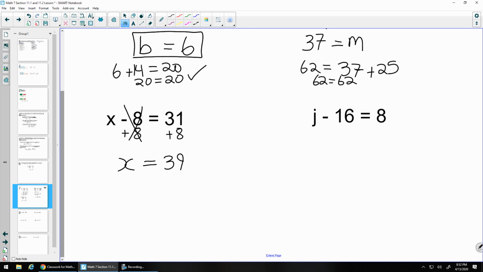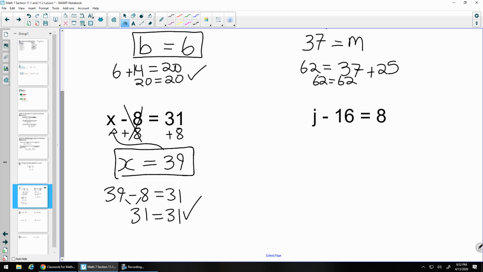There we go. Let's double check. I can put 39 back into the equation. 39 minus 8 is equal to 31. What is 39 minus 8 equal to? 39 minus 8 is equal to 31. 31 equals 31. The left and the right side of the equation are equal to each other. Therefore, my solution was correct. So this is just how we check that our answer is correct. So when in the textbook it says, check that your answer is correct, it's asking you to actually just substitute what you found as your solution for the variable back into the equation.